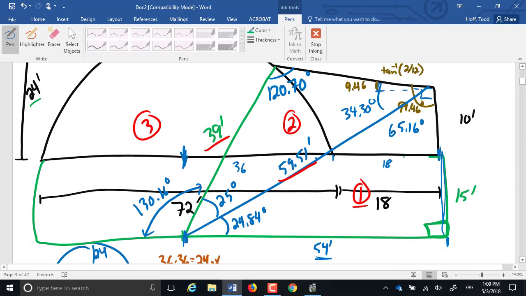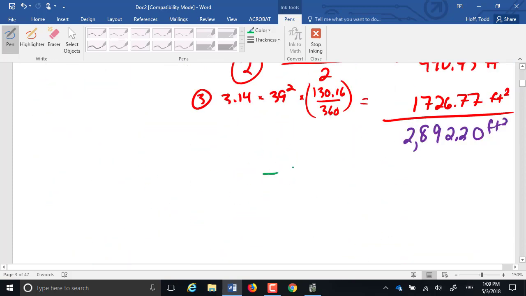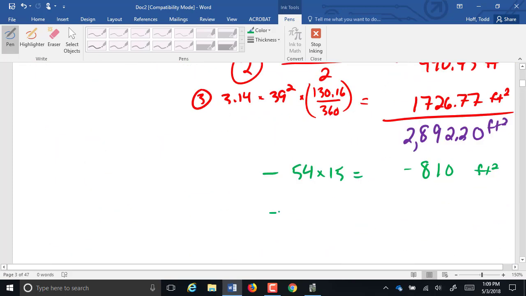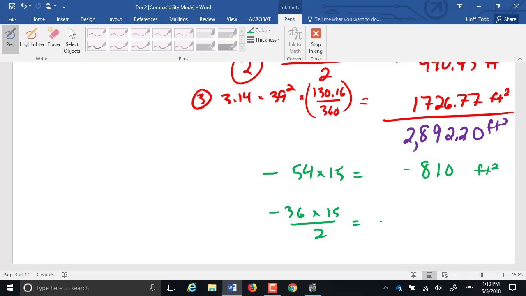This here is 54 by 15. Which is what? 8,100? 810? So minus 810 square feet. Over here, we've got a triangle that's 36 by 15. So that's 36 by 15 divided by 2, which is what, 280? 270.